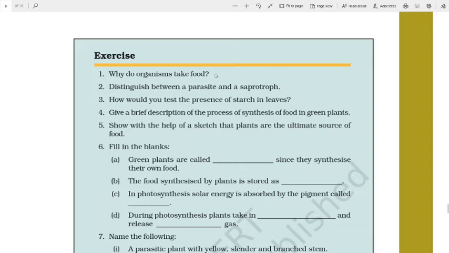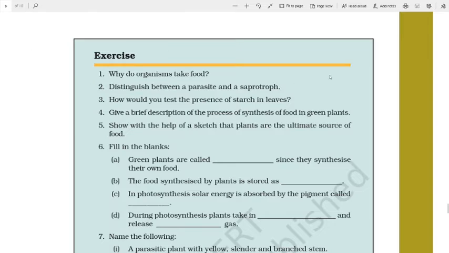Other benefits from taking food are the life processes: respiration, growth, excretion, reproduction. For these, energy is required, and also for the growth of the body and our normal functioning, we and other organisms need to take food. Come to the next question.